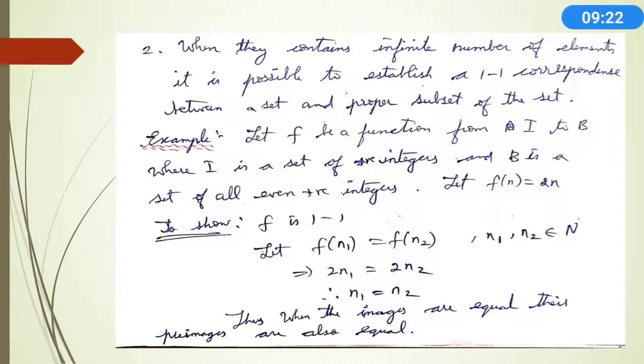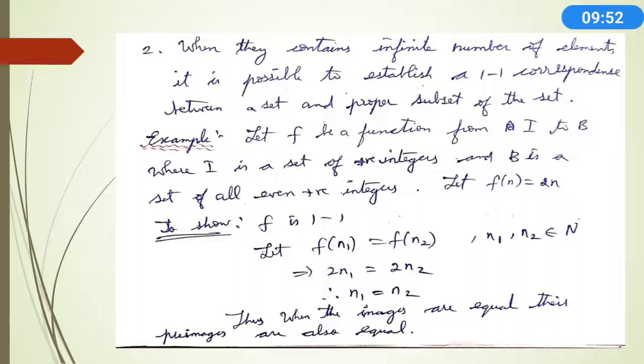The remark is this: when they contain an infinite number of elements, it is possible to establish a one-to-one correspondence between a set and a proper subset of the set. If it has an infinite number of elements, then one set can be a subset of the other. Okay, we'll see an example for the second remark.